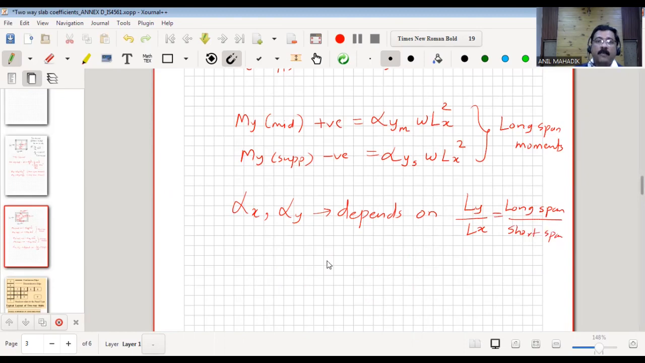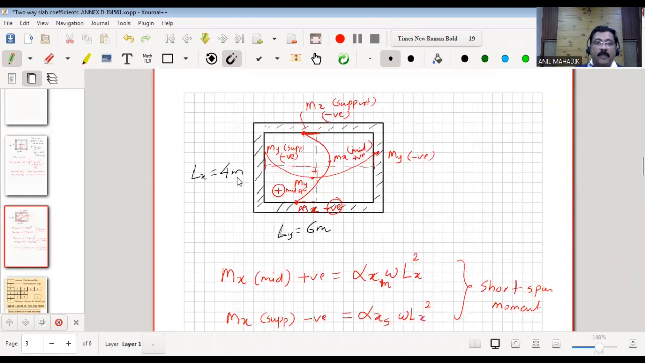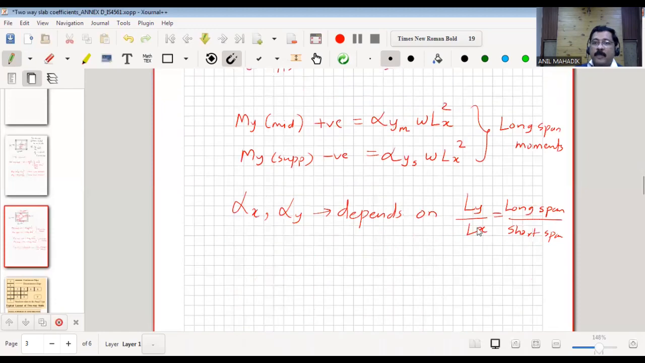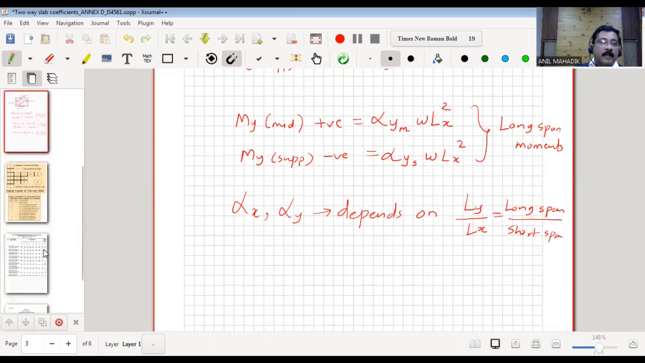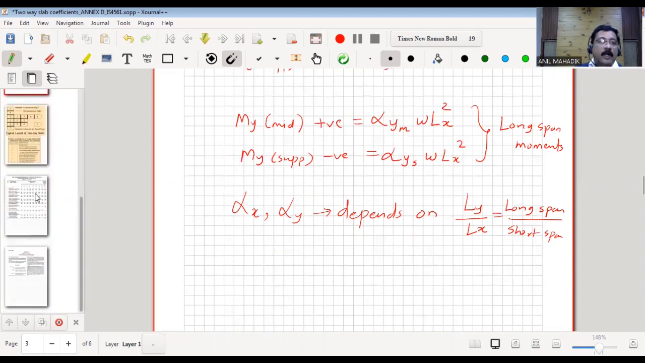Now, in practice, there will be different dimensions of slab. It's not necessary that it is 4 and 6. It may be 4 and 4, 4 and 5, 3 and 5, any number will be there. So that means we can say that Ly by Lx will be different for different slabs. That means alpha x and alpha y will be different for different slabs. So these alpha x and alpha y values are given in the IS code in this table.